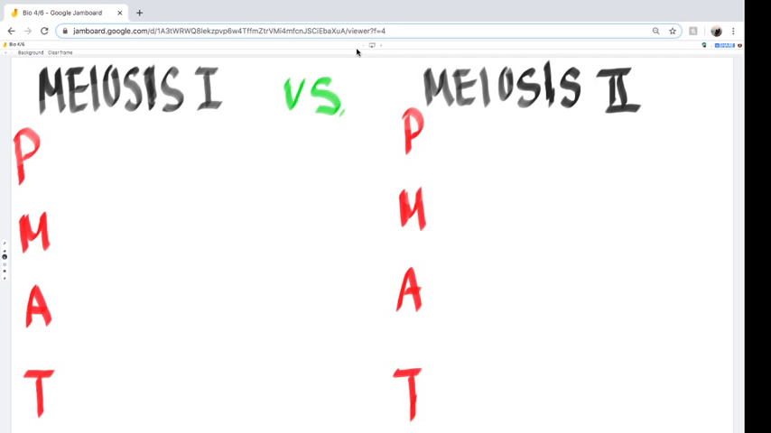Meiosis is carried out in two rounds, meiosis 1 and meiosis 2, and it's very similar to mitosis' 4 stages of PMAT, and meiosis also follows the outline starting from prophase 1. So let's write prophase.